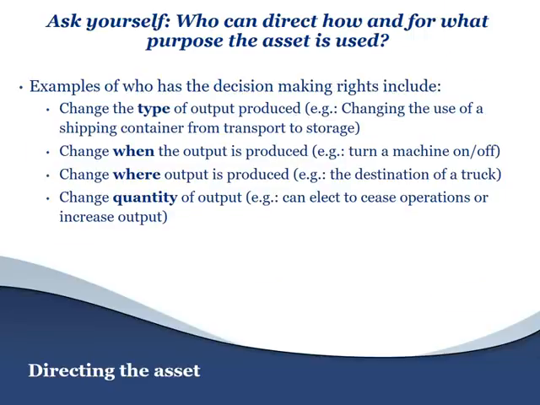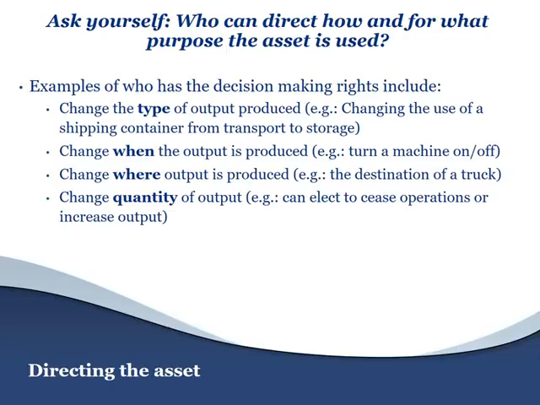The first thing you have to ask yourself and determine is who directs how and for what purpose the asset is used. And the examples here around the decision making include things like, can somebody change the type of output? So for example, if I had a shipping container, could I choose to take that shipping container and use it to transport goods on ships, or could I use it for storage? Who makes that decision?